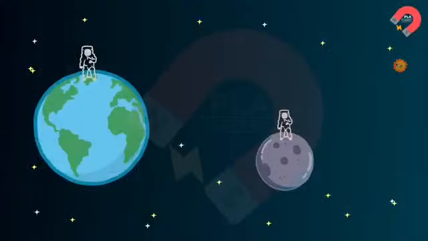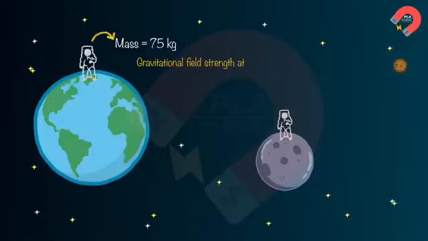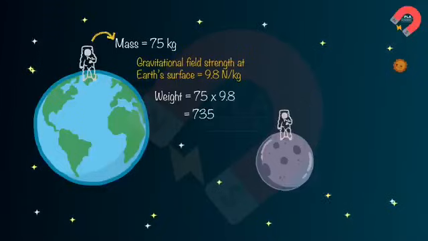Weight is affected by the gravitational field strength on a mass, so it will vary depending on the location. However, mass is not affected by gravitational field strength, and will remain constant regardless of location. When an astronaut is on Earth, their mass is 75 kilograms. The gravitational field strength at the Earth's surface is 9.8 newtons per kilogram. Therefore, his weight is 75 times 9.8, which is equal to 735 newtons.